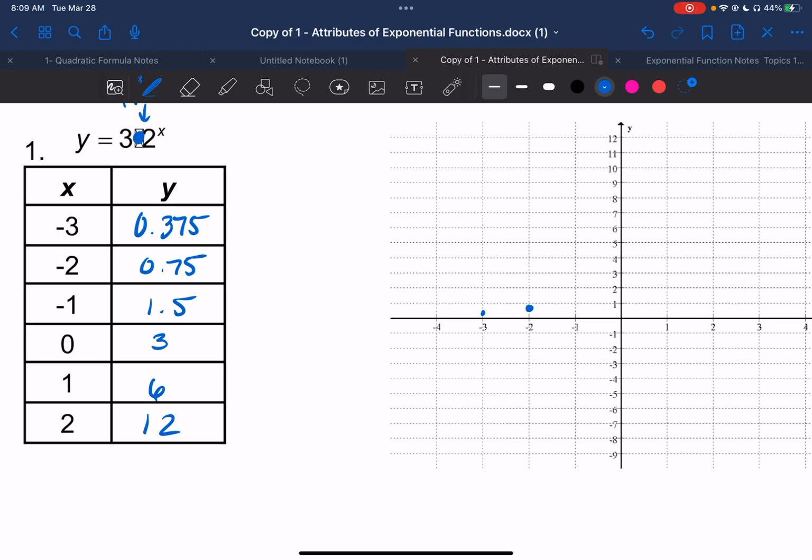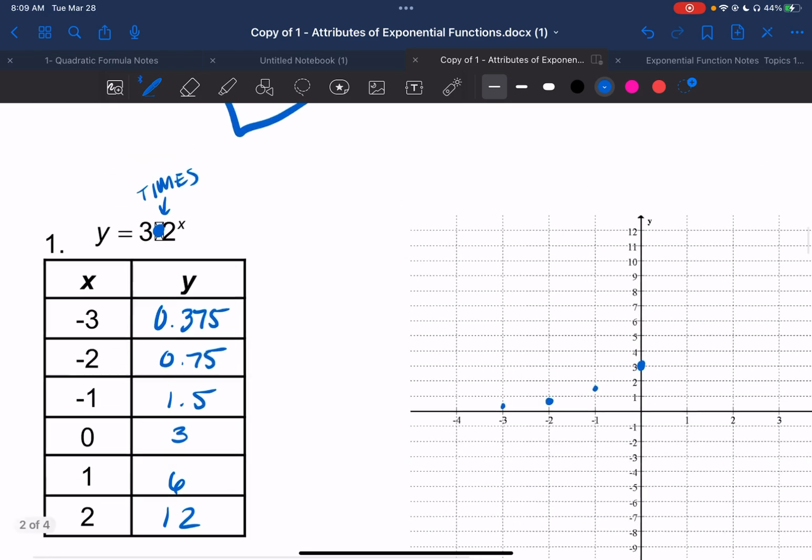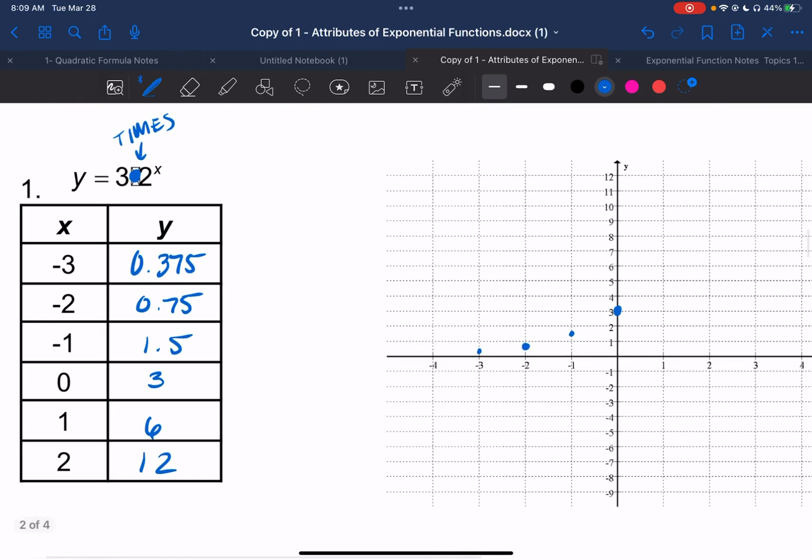-1.15, and here's 1.5, bam. 0, 3 was right here. Whoa, whoa, whoa. And 1, 6 is right here, and then 2, 12 is right here. Okay, so here's my graph.